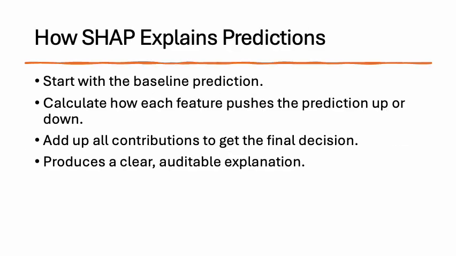So, how does SHAP work? I will try to explain this with less technical details, but in a more plain language. Think of it like this. We start with a baseline, basically the model's average prediction. Then we look at each feature and ask, did this feature push the prediction up or did it pull it down? When we add up all those contributions, we get a transparent, auditable explanation of why the model made the decision. It's kind of like a financial statement, like every factor has its line item and together they tell the story.